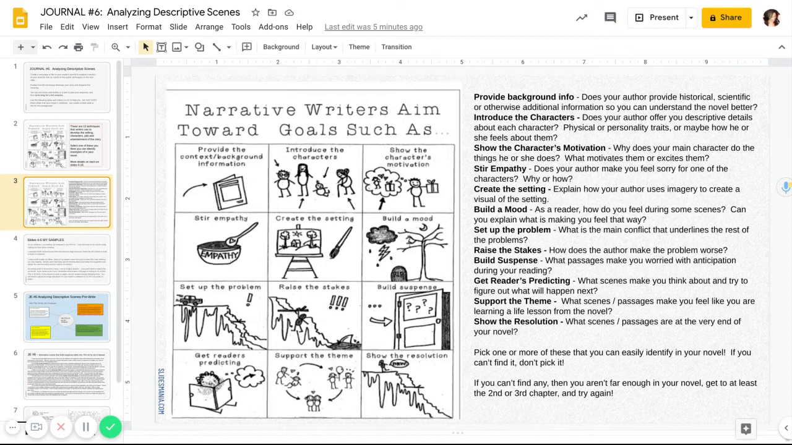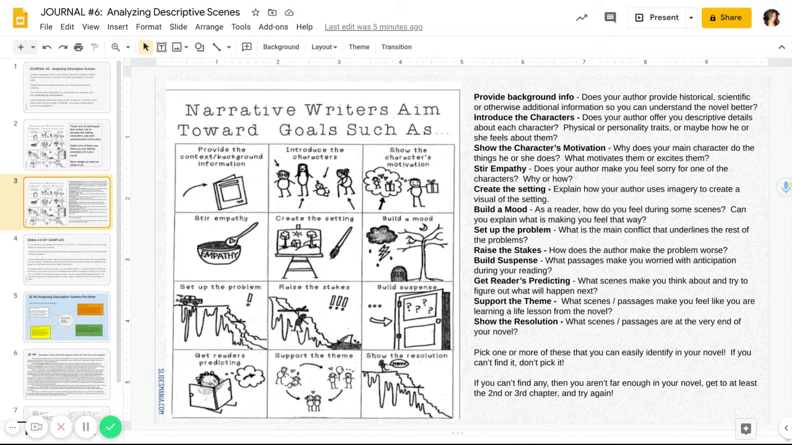Creating the setting. How does your author use imagery? And we know that imagery are those 5 sensory descriptions, right? Hearing, smelling, tasting, touching, or seeing, to create a visual in your mind of the setting. Building a mood. As a reader, how do you feel during some scenes? Can you explain what is making you feel that way? Setting up the problem. What is your main conflict in the novel? What is the main conflict in the novel that underlines the rest of the problems?